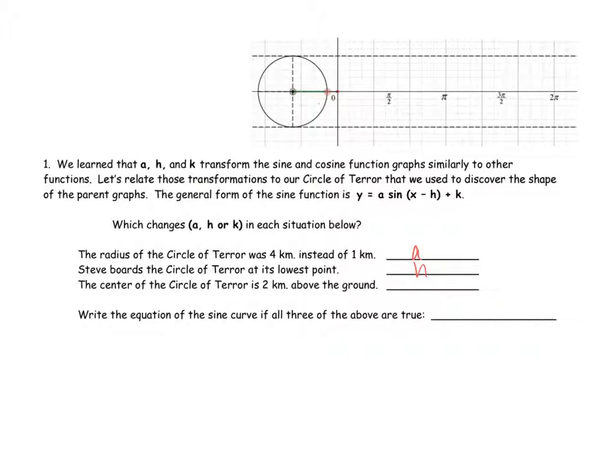And then if the whole thing is 2 kilometers above the ground, it's moving the entire thing up, and that's my K value. So if all 3 of those were true, I'd have y equals 4 sine of (x minus 3 pi over 2) plus 2. The x minus 3 pi over 2 could also be x plus pi over 2, depending on whether I think of it as a negative pi over 2 or a positive 3 pi over 2. All right, so that's how those different pieces affect it.